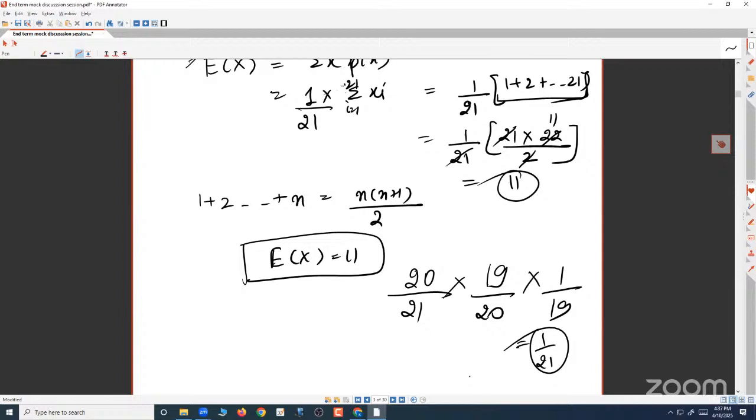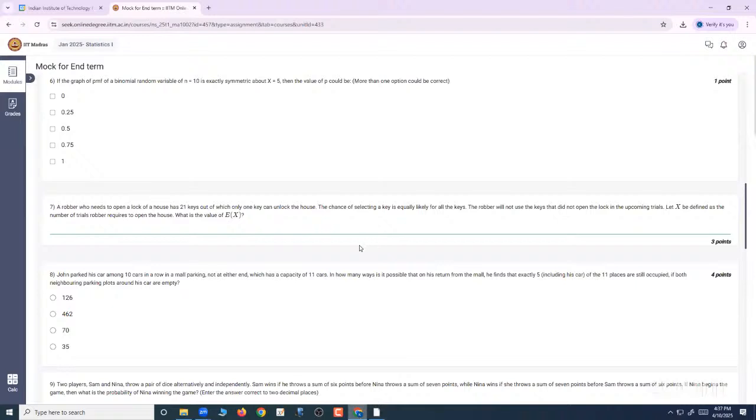Ma'am, but in the question, it is given that it is an equal probability. So should we do this? Since it's given, we can take it as 1 by 21 itself, no, ma'am. In the question it is stated that the chance of selecting a key is equally likely for all the keys. So the probability of selecting the first key, second key, third key is equally likely. That means 1 by 21, 1 by 21. Selecting the first key is 1 by 21, selecting the second key would be 1 by 21 like that. The probability will remain the same.